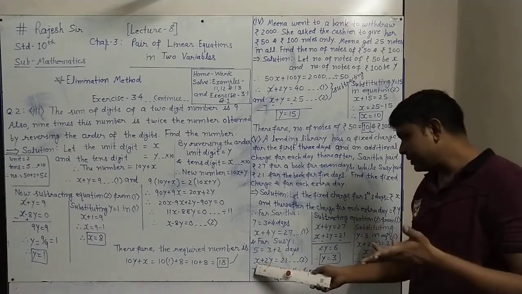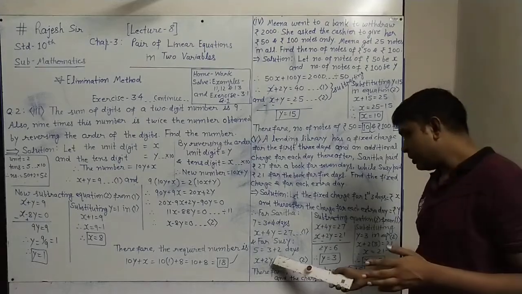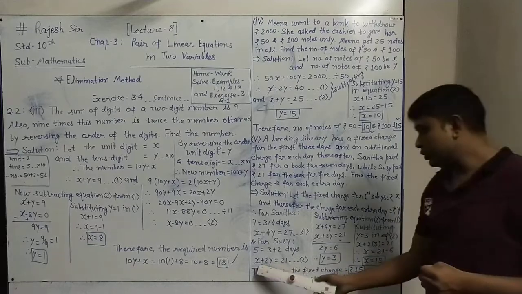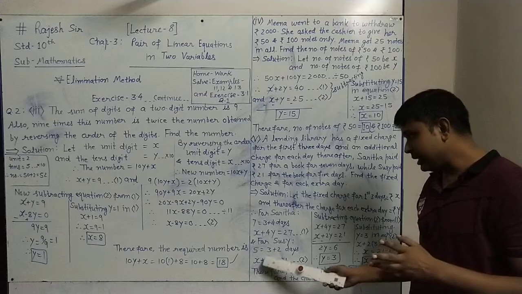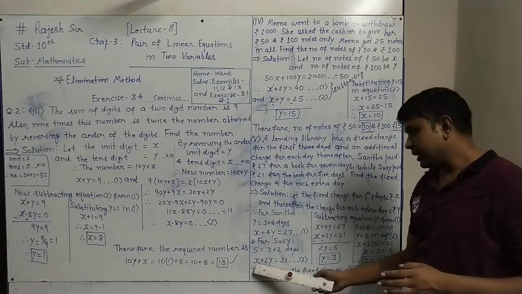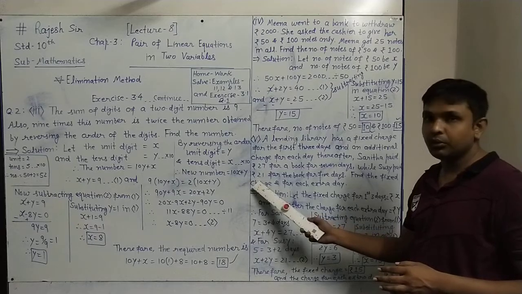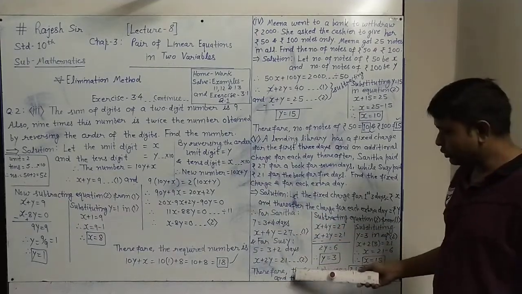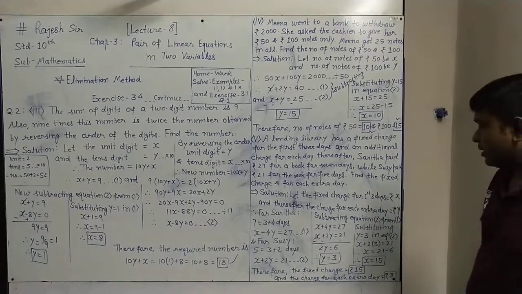For the first 3 days the charge is x, the fixed charge, plus the remaining 2 days' charge at y per day, so 2y. So the total charge for 5 days paid by Susie is x plus 2y, and that equals 21. This is also given in the question. This way we have got equation 1 and equation 2 from the given conditions in the question.